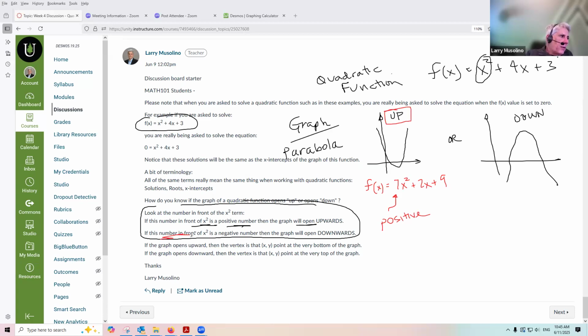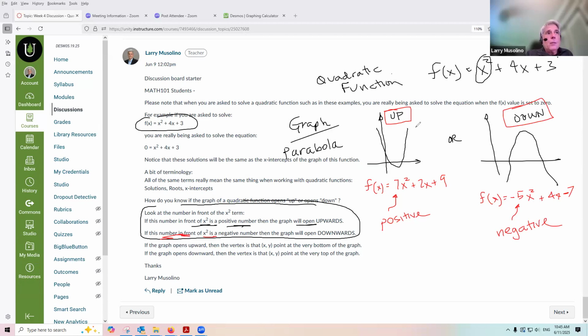But what if the number in front is negative? Let me give you an example of that. How about f of x equals negative 5x squared plus 4x minus 7. The fact that this number in front of x squared is negative is what tells you that the graph is going to open downwards.